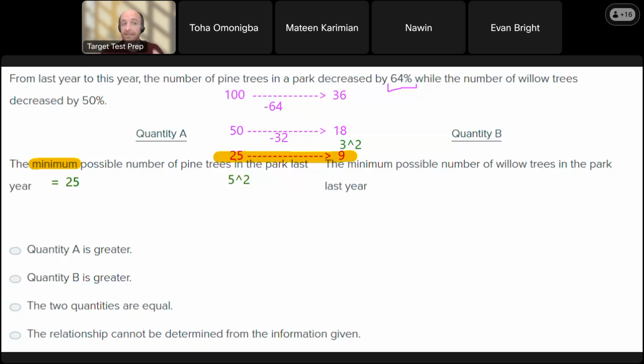Now, somebody said something earlier. If I turn my attention to the willow trees for a moment, I know that it is decreased by 50%. Now that's a fancier way of saying what exactly? What's another way to think of decreasing by 50%?